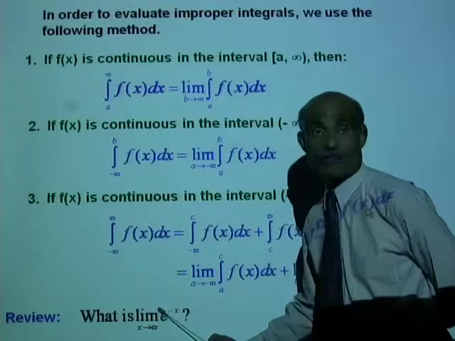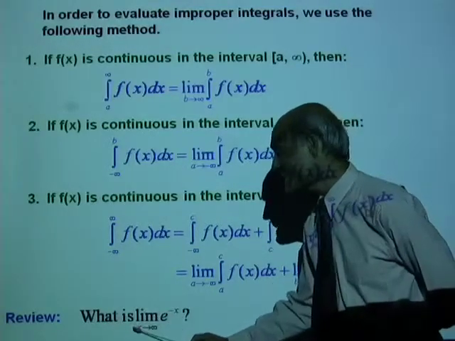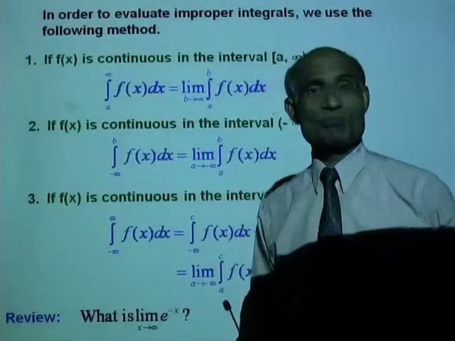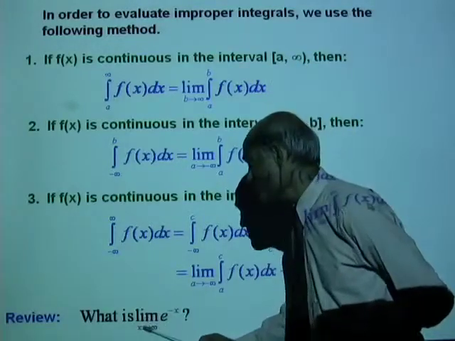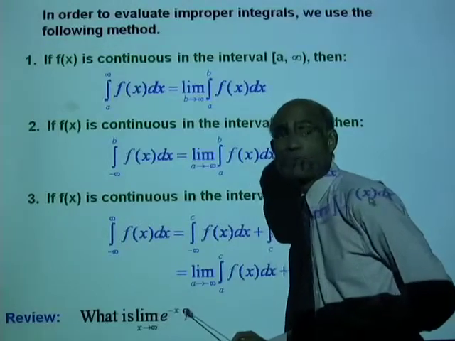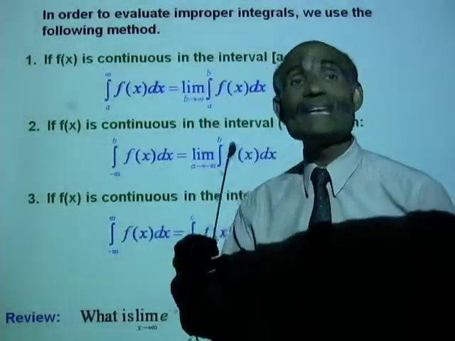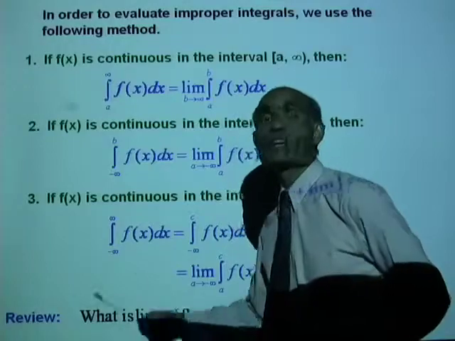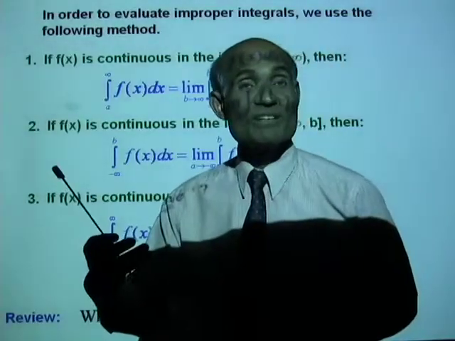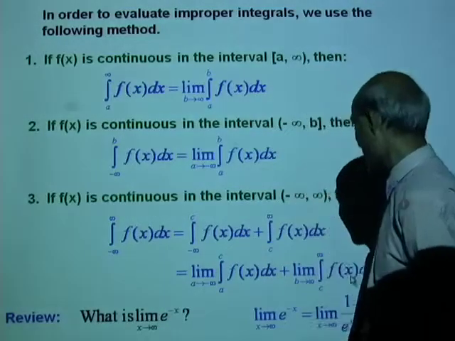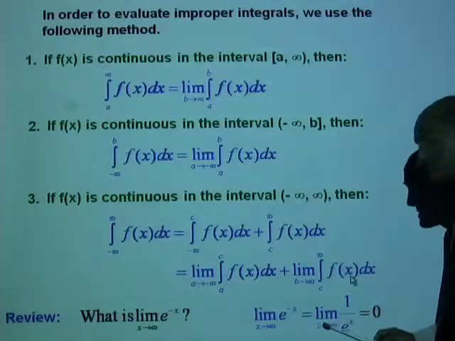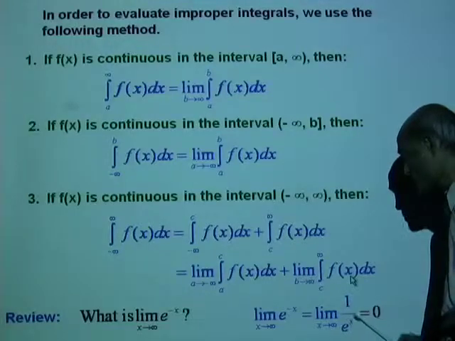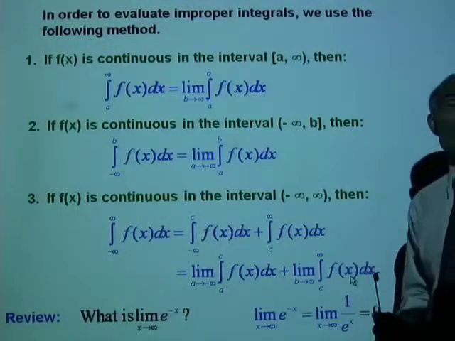Alright, now we had talked about this actually in the last class. What is limit x approaches infinity e to the power of negative x? Remember, e to the power of negative x is 1 over e to the power of x. And 1 over e to the power of x when x goes to infinity is 1 over e to the power of infinity, which is 0. So this limit is 0. There you go. Which is the same as limit 1 over e to the power of positive x, and that will be 0 when x goes to infinity.